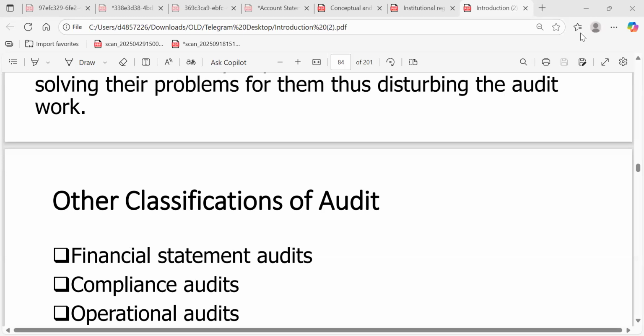Okay, so with the previous class, we looked at the expectation gaps, and we define expectation gaps as gaps that exist between what auditing is and what other people think auditing should be. So that gap is what we refer to as an expectation gap. For example, one of the expectation gaps is that some people think that the auditor does 100% check, and we've all agreed now that the auditor doesn't do 100% check.